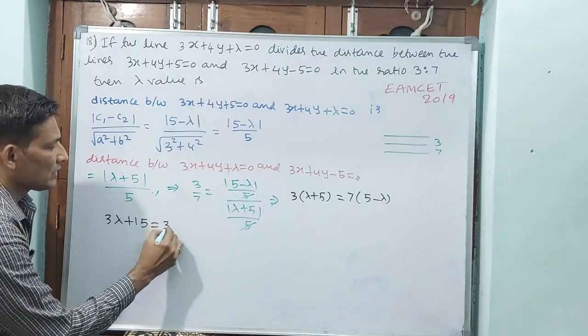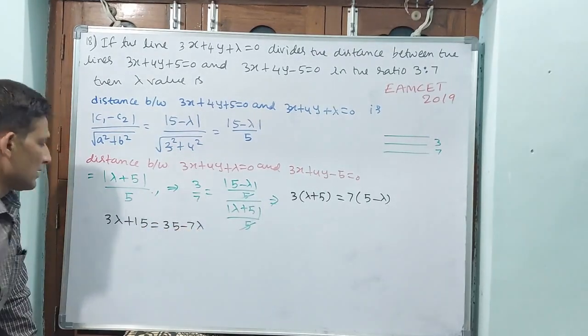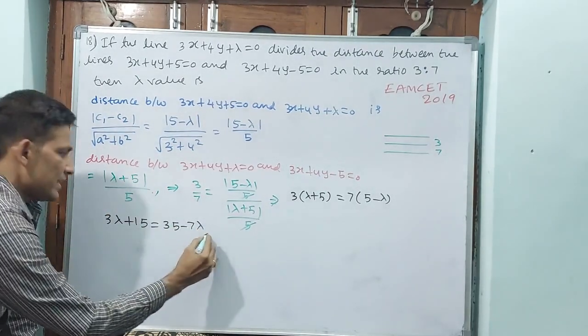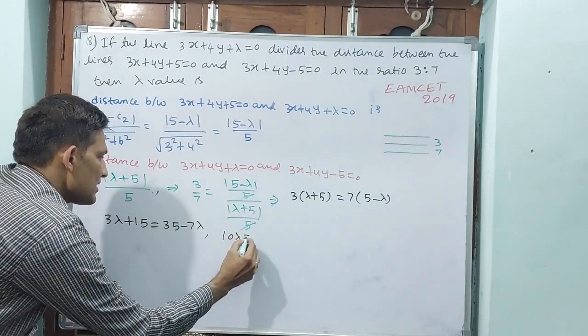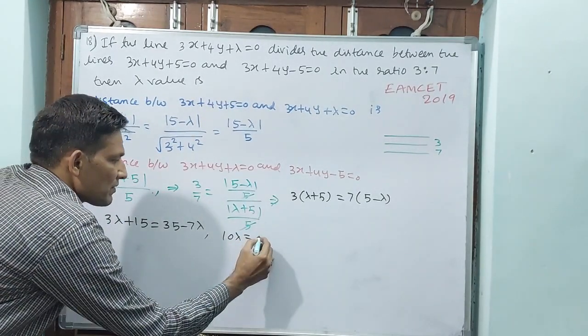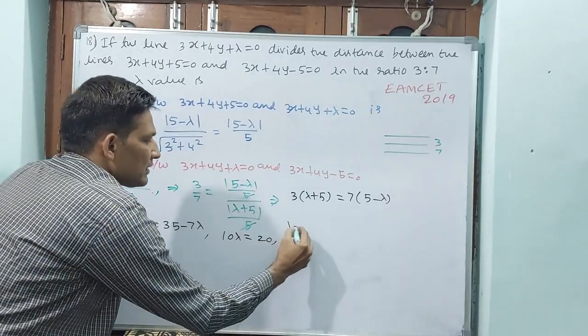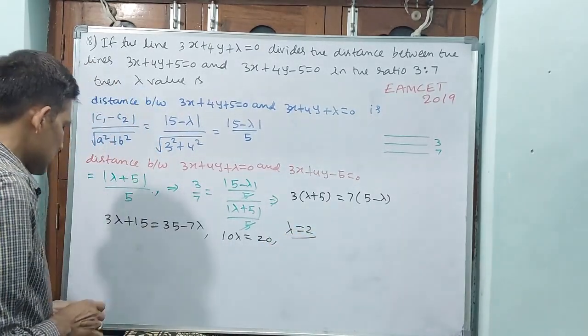3 lambda plus 15 is equal to 35 minus 7 lambda. You send the 7 this side. That means 10 lambda is equal to 35 minus 15, which is 20, so lambda is equal to 2. Okay, like that you can do.